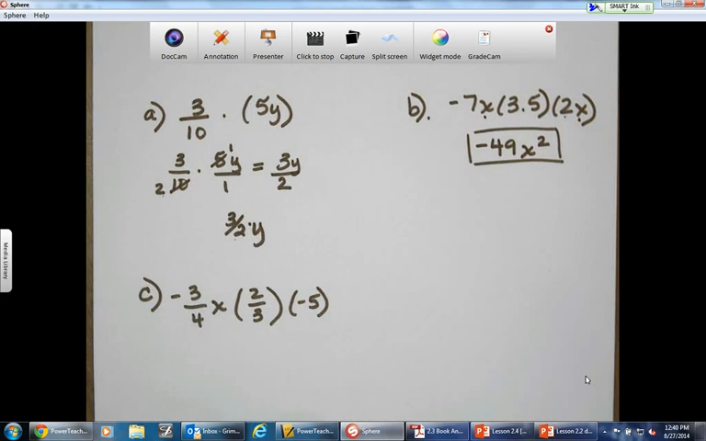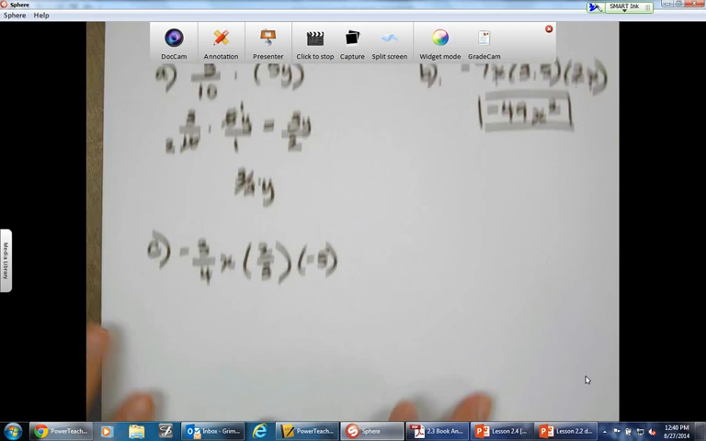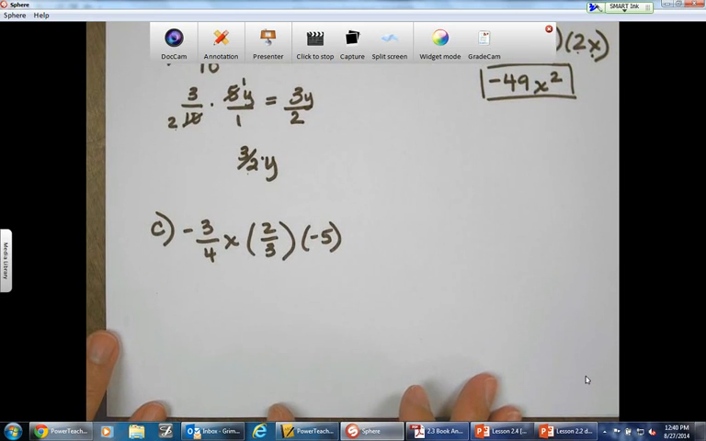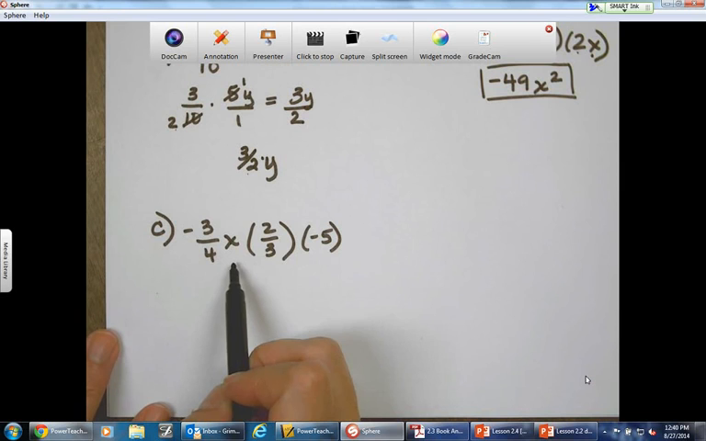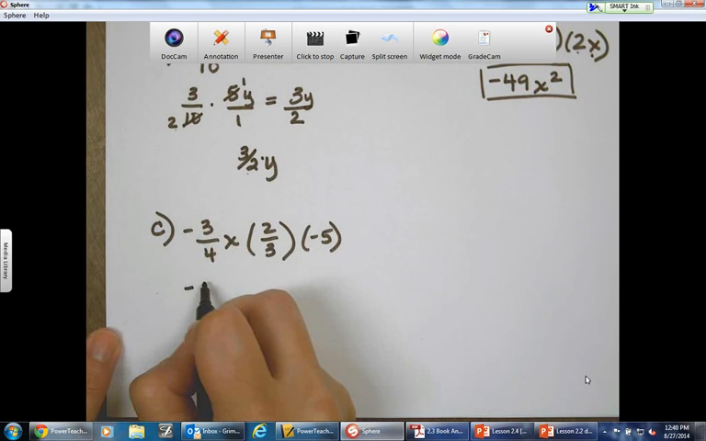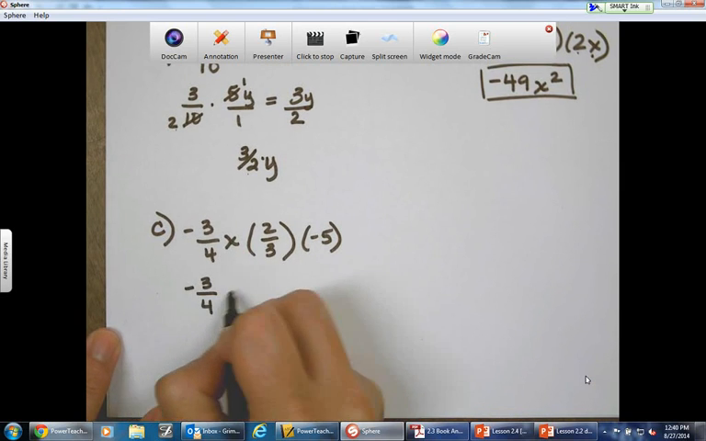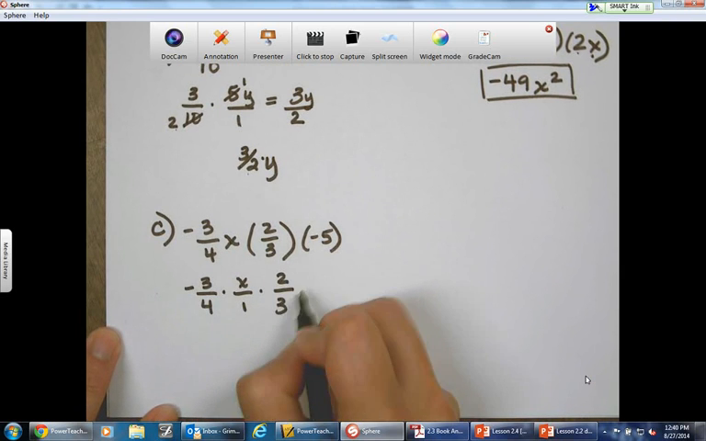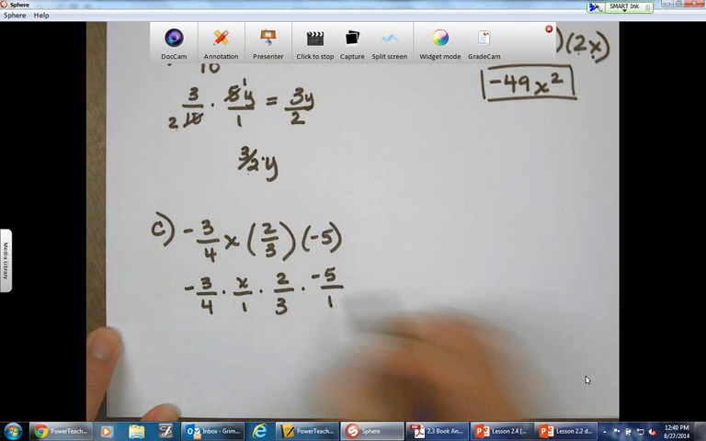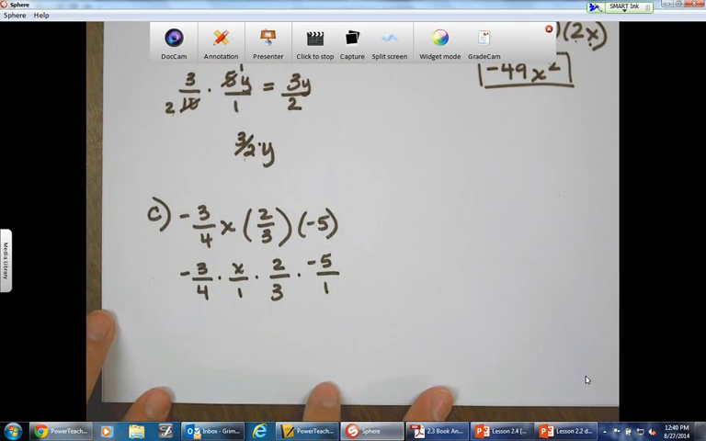Okay. All right. So, letter C. Again, this x, if he's out to the side like this, he is in the numerator. He cannot go in the denominator. That's just the one thing you need to remember. So this would be like negative 3/4 times an x over 1 times a 2/3 times a negative 5/1. And then I like to look for anything I can cross cancel so I don't have to work so hard. Looks like 3s are the only things that are going to cross cancel here.